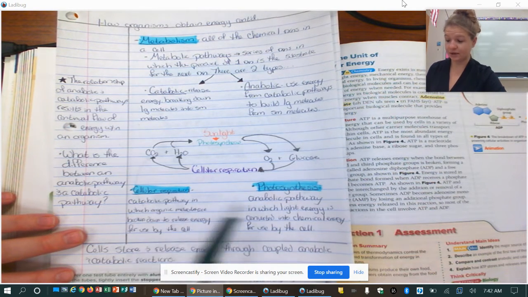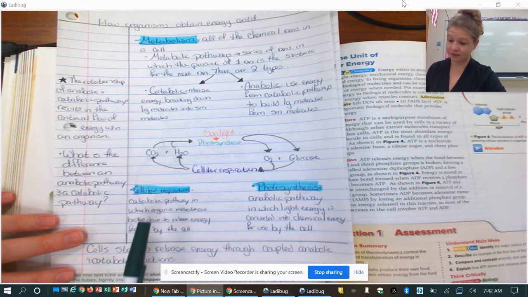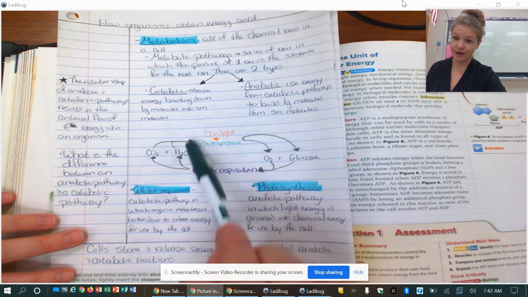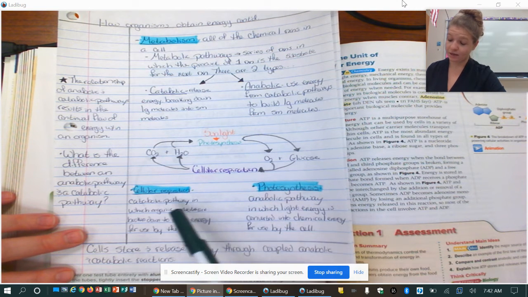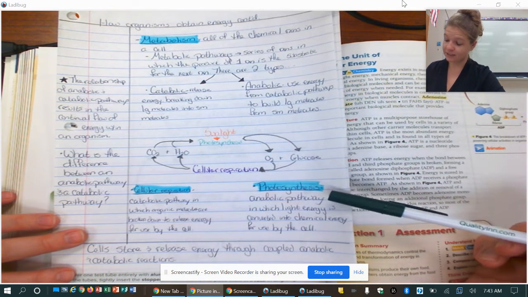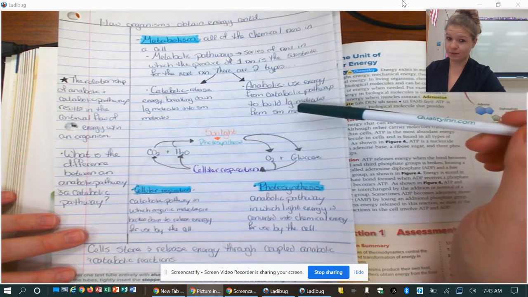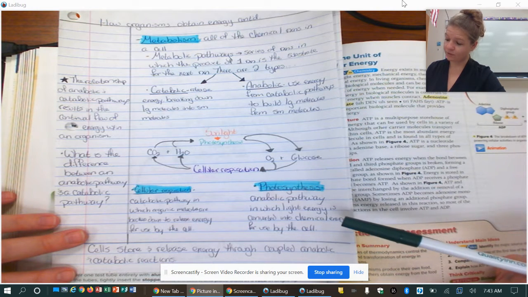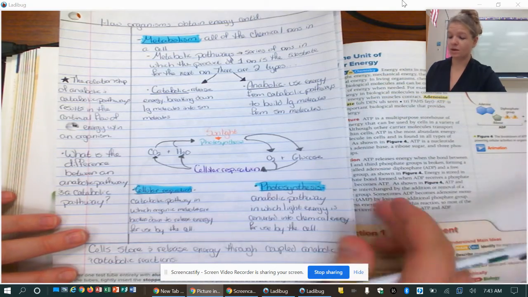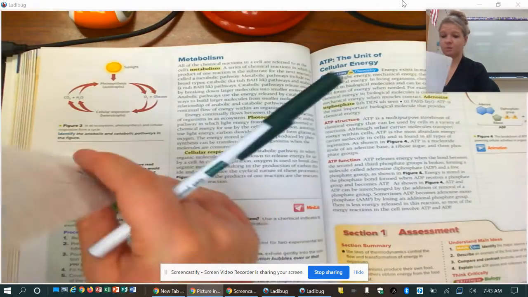And then down here, I defined each one of those terms. Cellular respiration is a catabolic pathway. That's kind of why I lined it up over here with how I defined catabolic. A catabolic pathway in which organic molecules are broken down to release energy for use by the cell. Photosynthesis is an anabolic pathway. Right up here, I defined anabolic, in which light energy is converted into chemical energy for use by the cell. So that was all I could fit on this page.